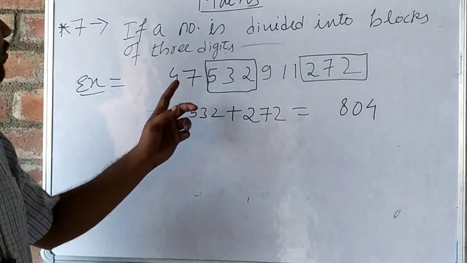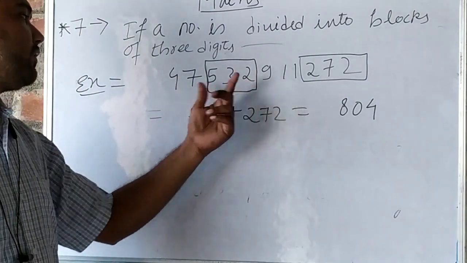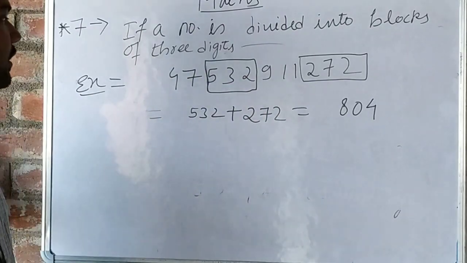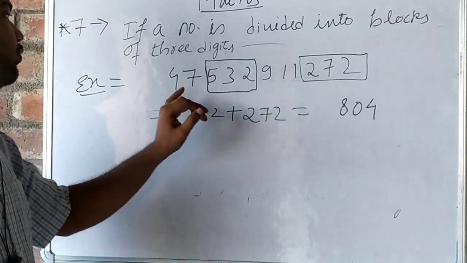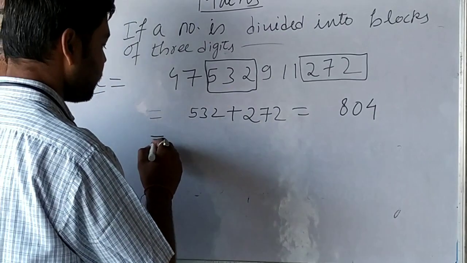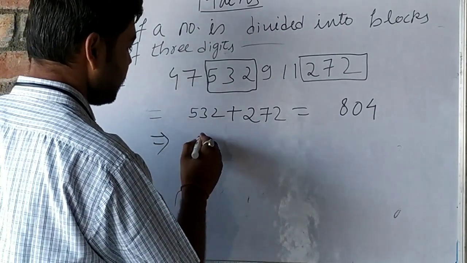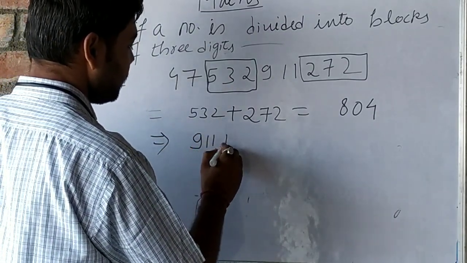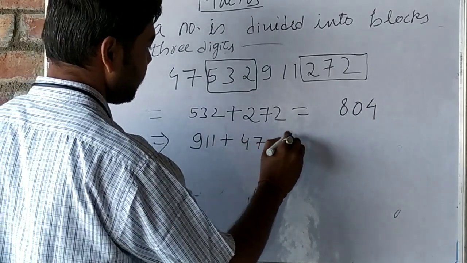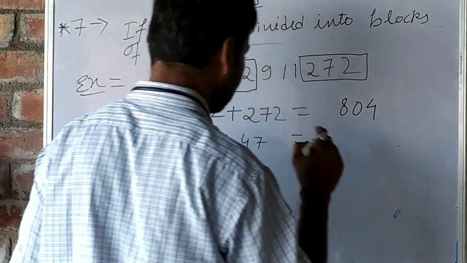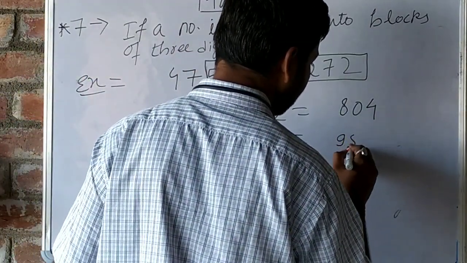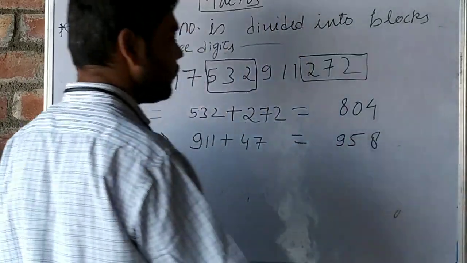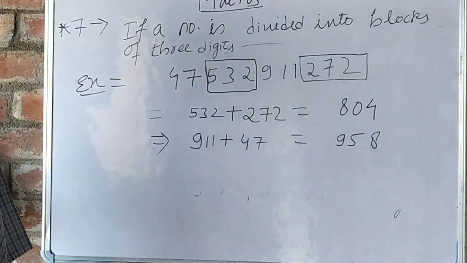Understand? Now what will we do? The numbers which are left out, we will add those numbers also in another column. 911 plus 47 gives us 958. It will give us 958.